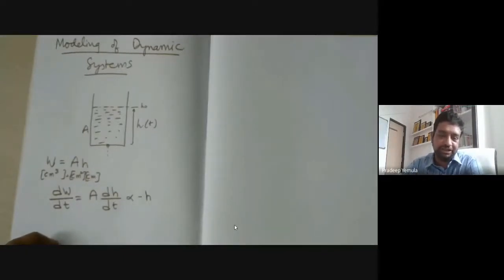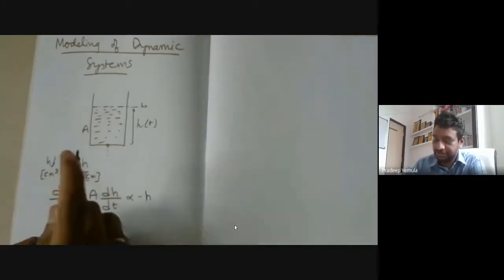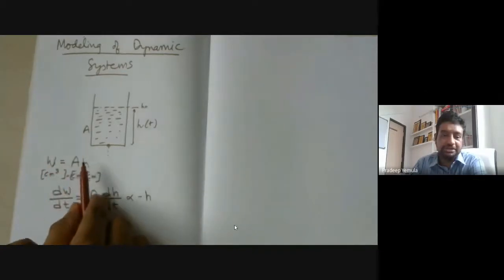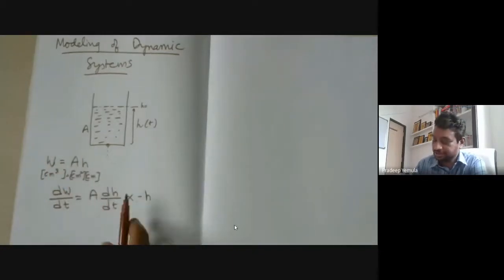the dh by dt is negative. That means that the height is reducing. Okay? So that's why I put the negative sign. So again, any doubt up till here? So the first one is simple, W equal to AH, differentiated both sides. But then here, after using our physics knowledge, I have put minus H.